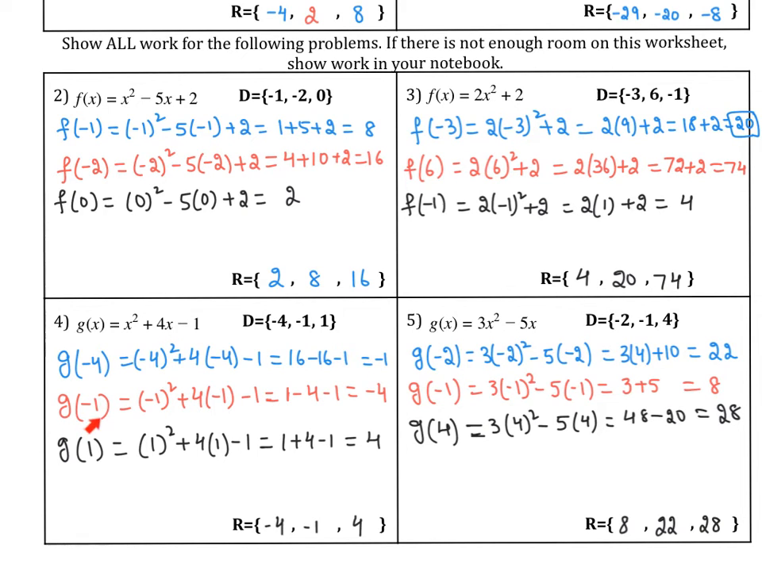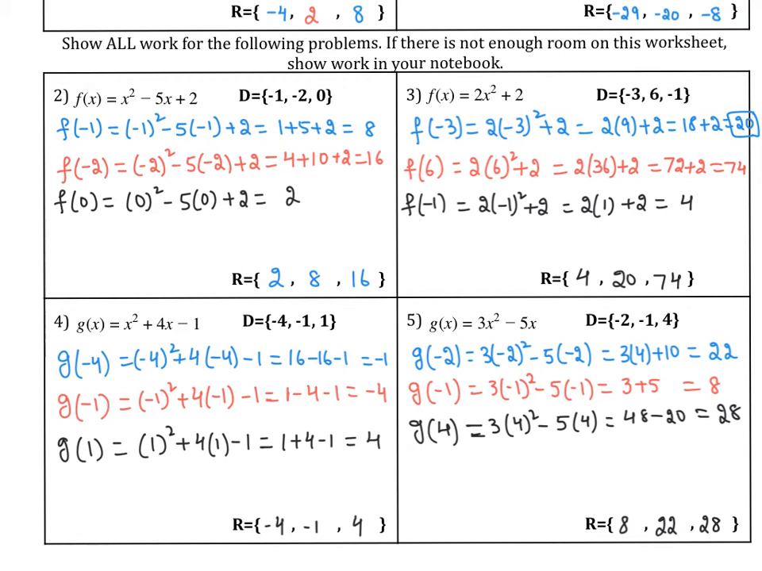G of negative 1, so you're going to plug in negative 1 for x. So negative 1 squared plus 4 times negative 1 minus 1. So this is going to be positive 1. 4 times negative 1 would be negative 4. Minus 1 is negative 4, because 1 and negative 1 cancel, so it's negative 4.